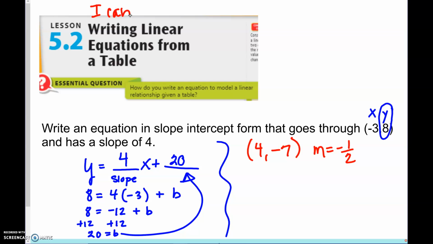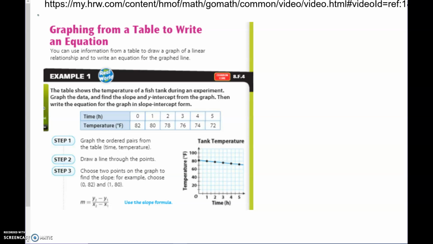All right, moving on to lesson 5-2, your learning target is going to be: I can write linear equations from a table. So we're going to be writing linear equations from a table. We're going to be doing the exact same thing.